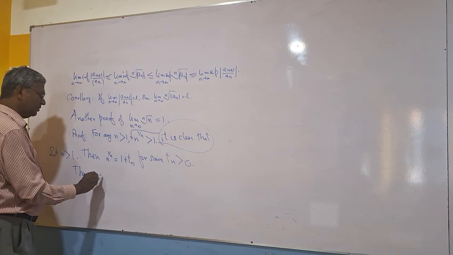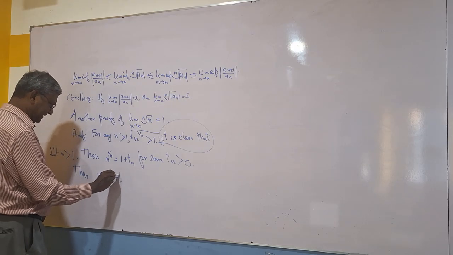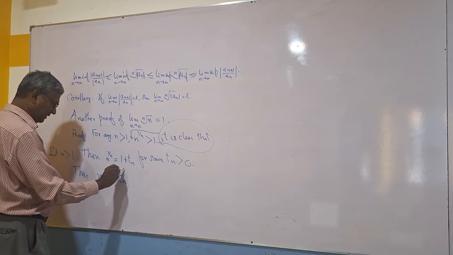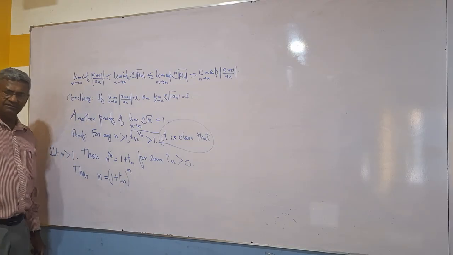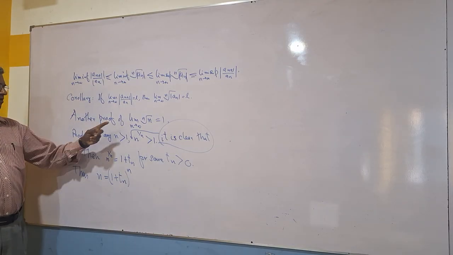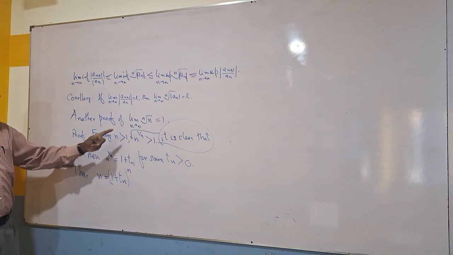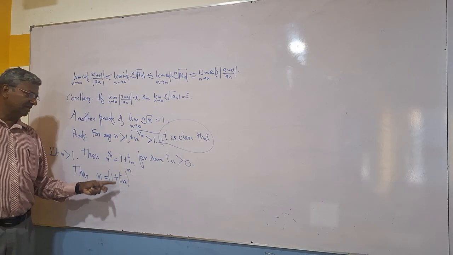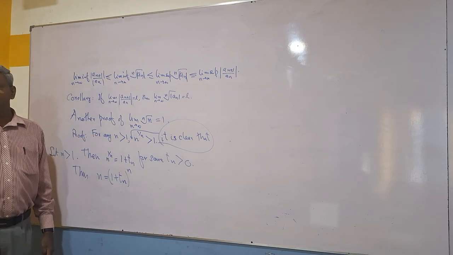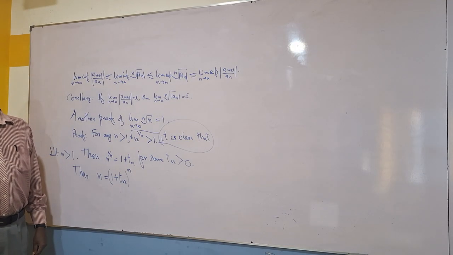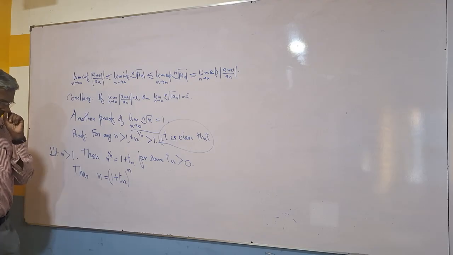Thus, n is equal to 1 plus Tn raised to the power n. So, if I want to prove that the limit of the nth root of n is equal to 1, I have to show that the limit of Tn is equal to 0. That's what I need to do.